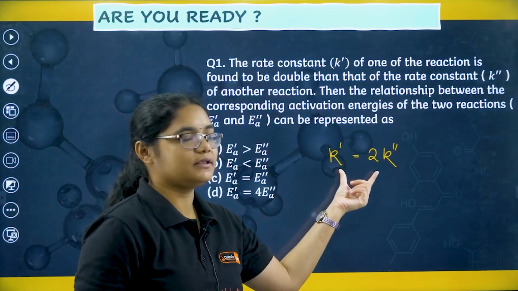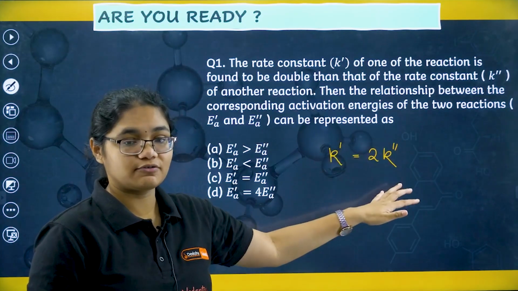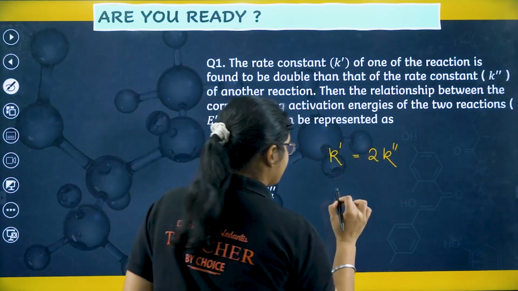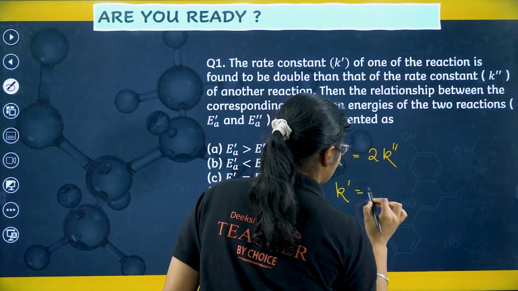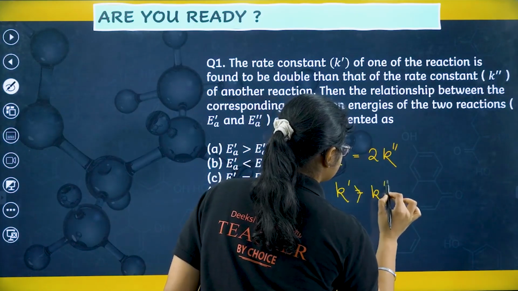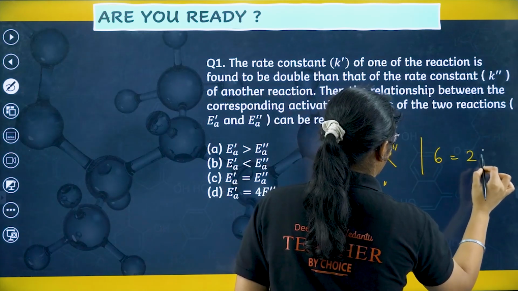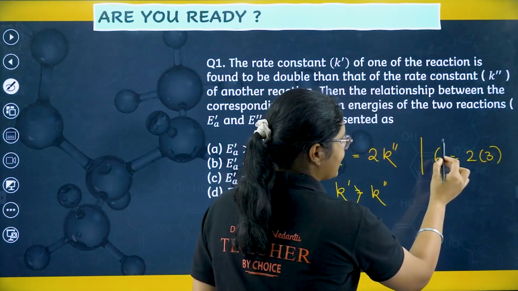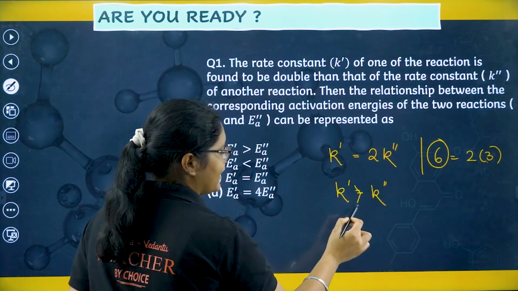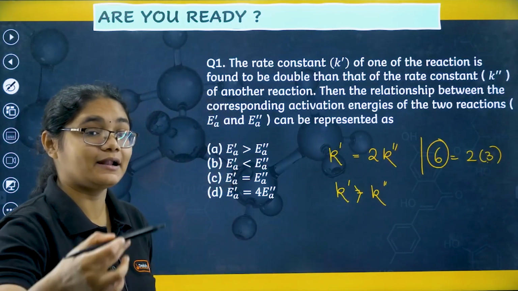So what I can say from here, K dash is 2 times K double dash. That means clearly I can say that K dash is greater than K double dash. If, for example, I give you 6 is equal to 2 times 3, then what I can say is this 6 is greater than 3, so K dash is greater than K double dash.